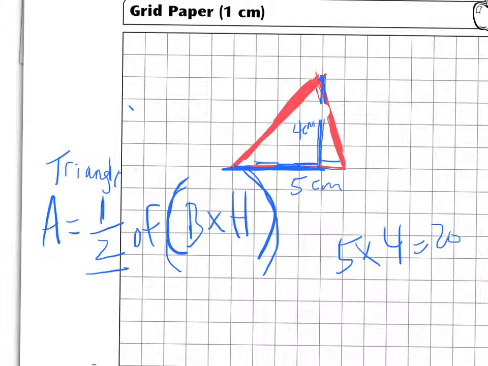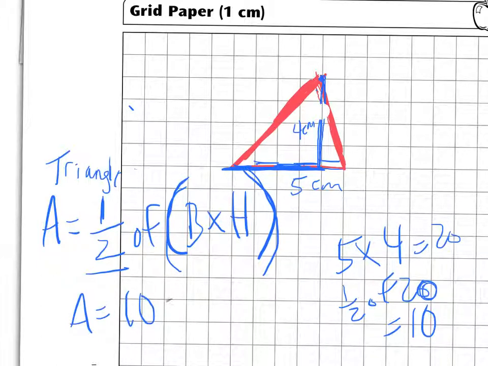Half of the base times the height. If the base times the height is 20, you need half of 20. Everyone knows what half of 20 is, equals 10. So the area of this triangle here would be 10 square centimeters.